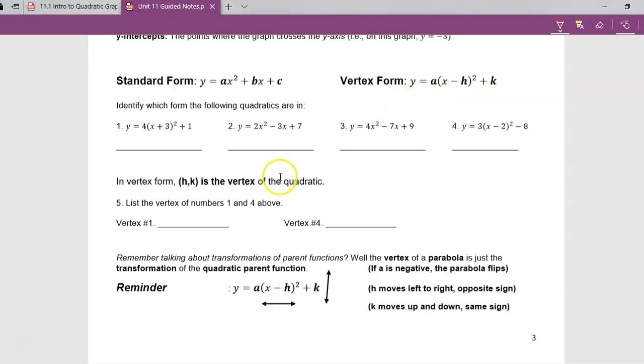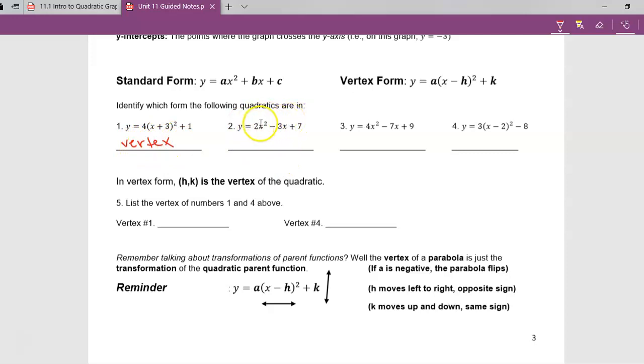So this next section is just simply determine which form these functions are in. Are they in vertex form or are they in standard form? Now, if they have parentheses in them, you know automatically they're in vertex form. So number 1, because it has these parentheses here, so a would be like 4, h would be like 3, and k would be 1. So this one is in vertex form.